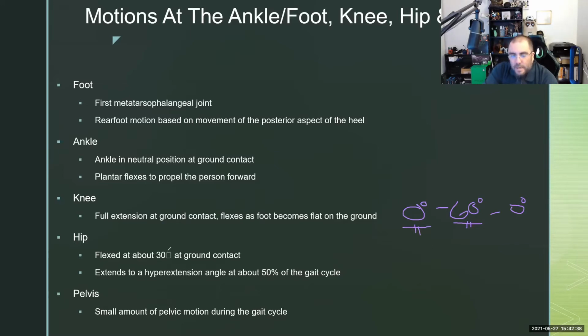The hip goes from about 0 to 30 in both directions. So when I'm extended back like this, when I'm straight up and down, and when I'm forward, I have a variance of about 30 degrees. So that means I go into about 30 degrees of flexion, about 30 degrees of extension.